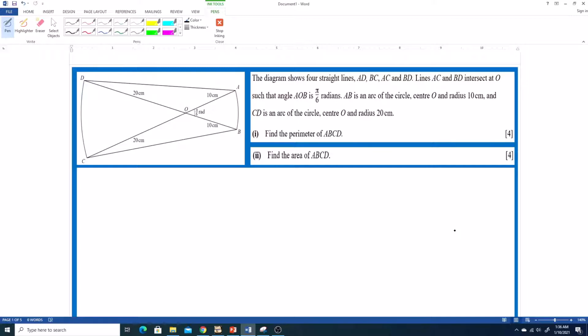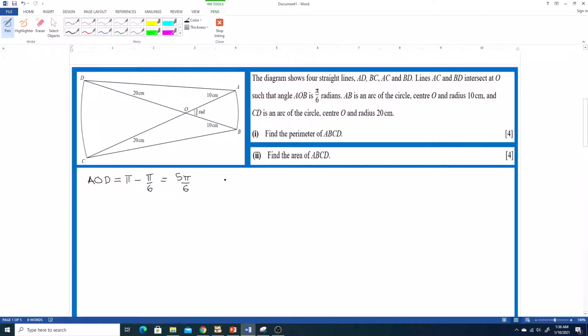Find the perimeter of ABCD. Now in this question, since I'm saying straight line, something that comes to mind is angles on a straight line add up to 180, but in terms of radians, angles on a straight line add up to pi. So the angle AOD is going to be pi minus pi over 6, which is going to give me 5 pi over 6.